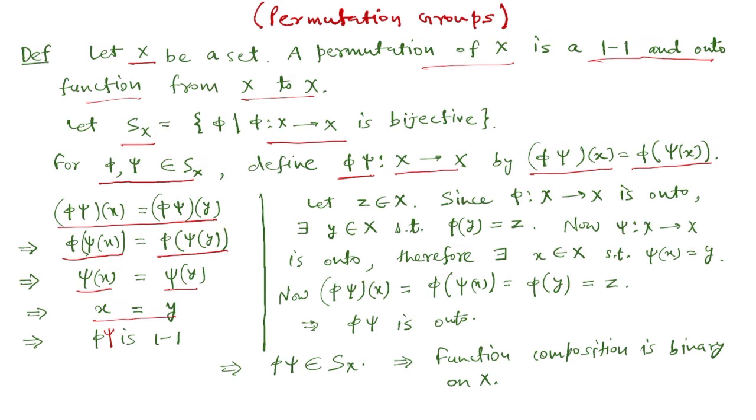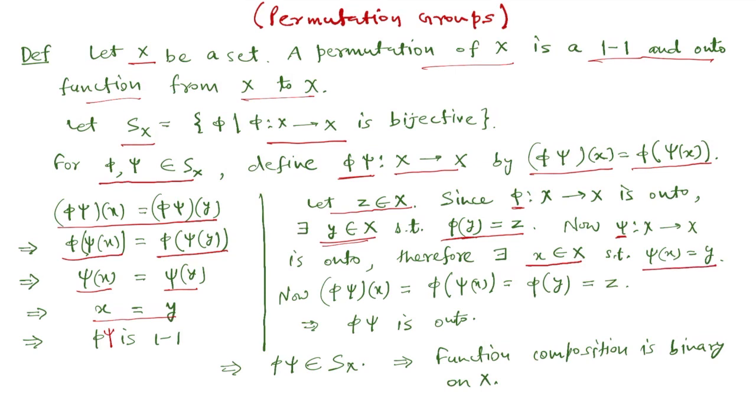Now, to show that phi psi is onto, we proceed as follows. We pick an element z from X. We have to show a pre-image of z under phi psi. Since phi is onto, z will have a pre-image y, so phi of y is z. Now y is an element of X and psi is onto, so there will be a pre-image of y under psi. So there exists x in X such that psi of x is y.